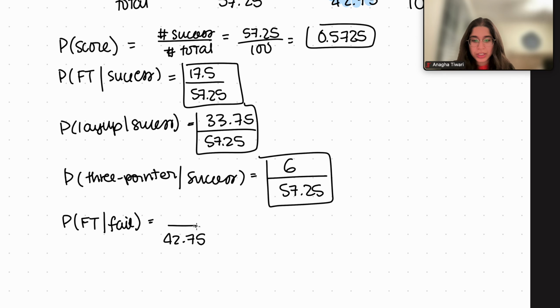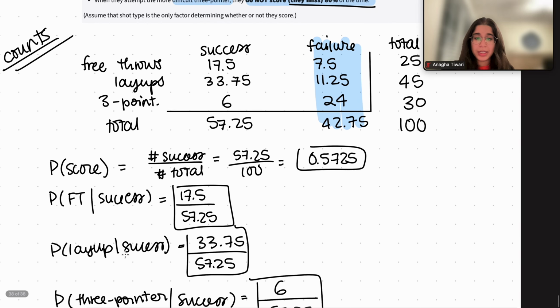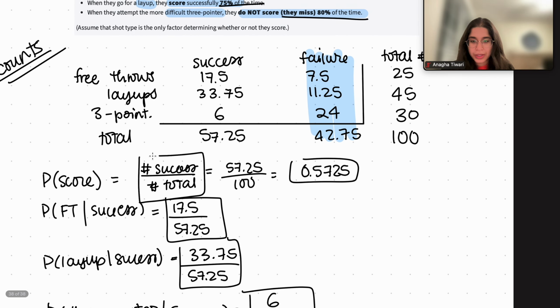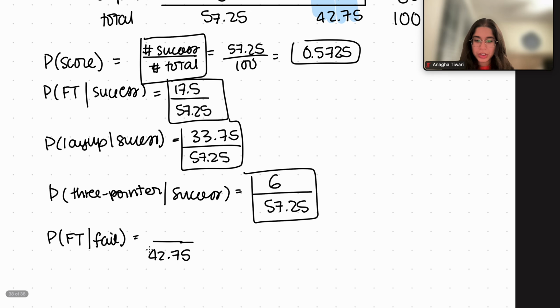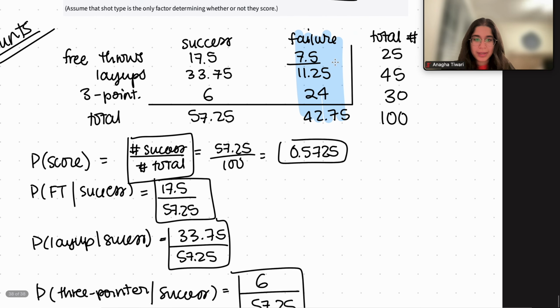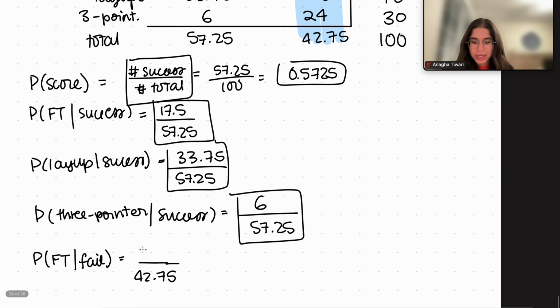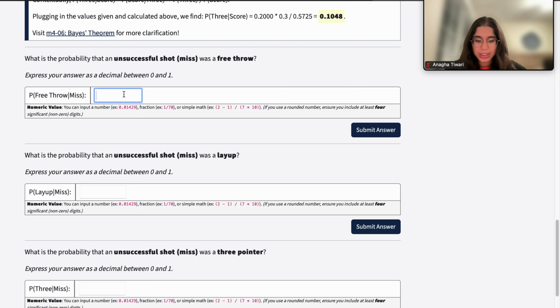And out of those 42.75 failures, how many were free throws? And remember, we're still following the number of successes divided by number of total, because that's the definition of probability, right? So out of my 42.75 failures, I had 7.5 free throws. So that is going to be 7.5 divided by 42.75 is my answer.